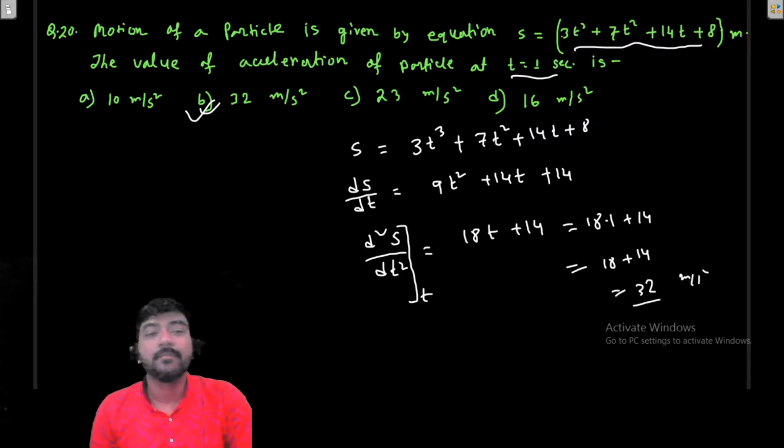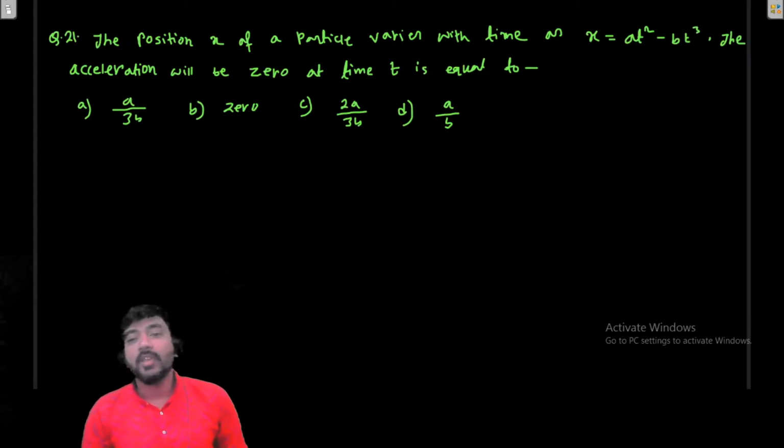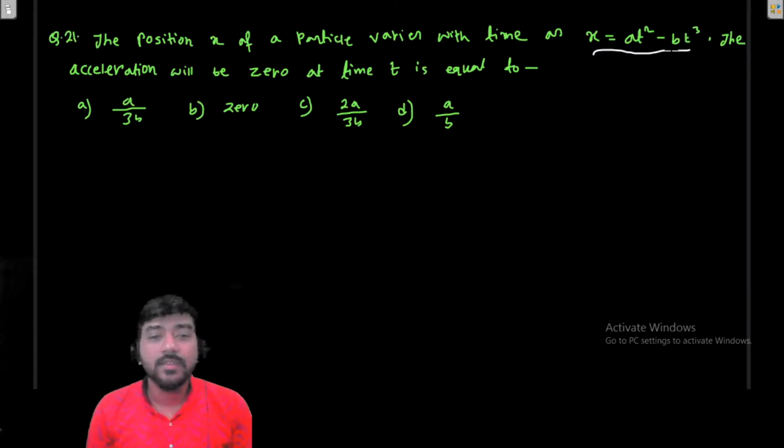Next question. The position x of a particle varies with time like this. The acceleration will be 0 at time t. When will the acceleration be 0? Let me find out the acceleration first. So x is given as a t square minus b t cube. So what will be the velocity? dx/dt.